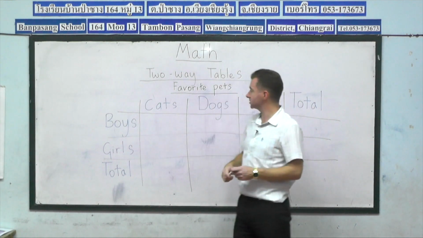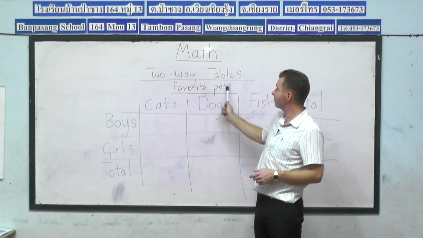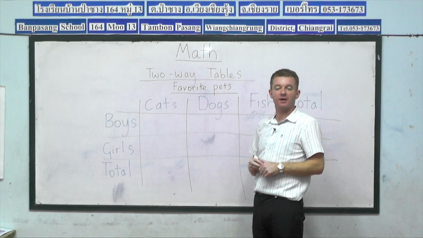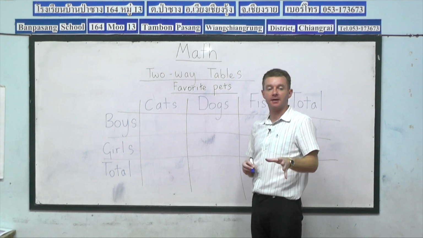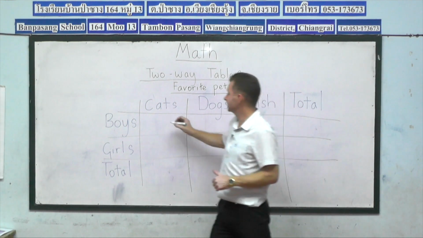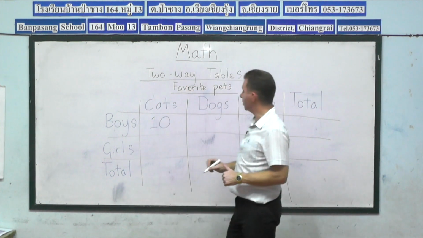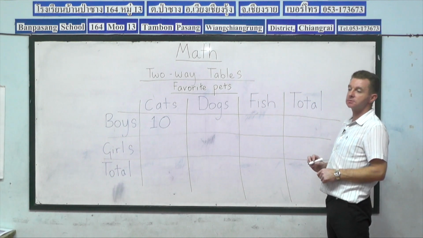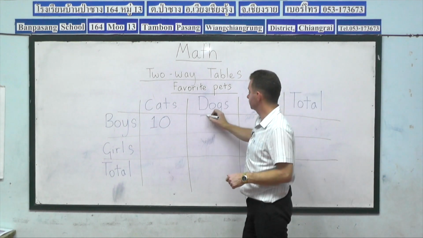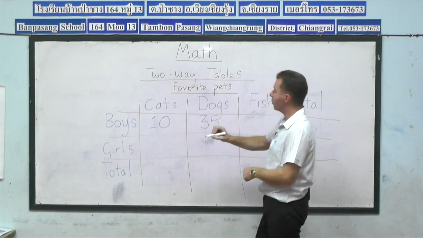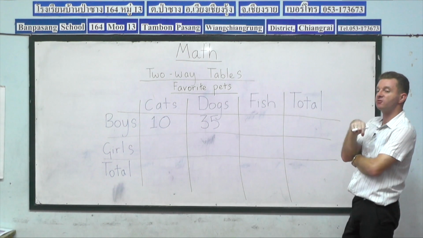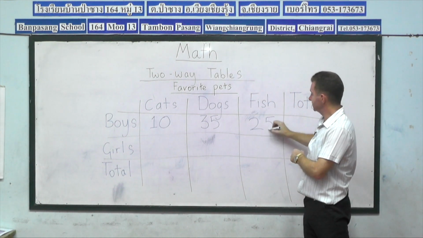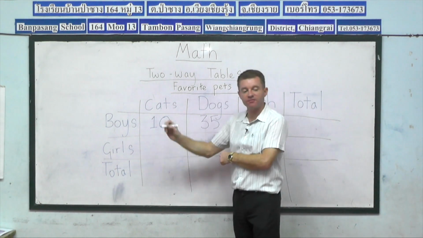How many boys' favourite pets is cats? Will I keep it into single figures or two figures because we have to calculate how many? 10, okay. Now, how many boys' favourite pets are dogs? 35, okay. And how many boys' favourite pets are fish? 25, okay. Now, Lakgao, how many girls' favourite pets are cats?